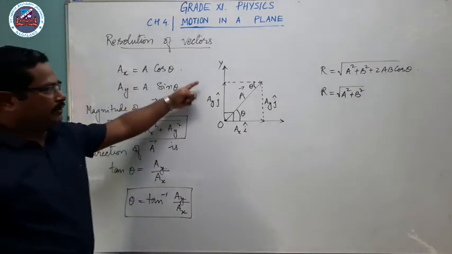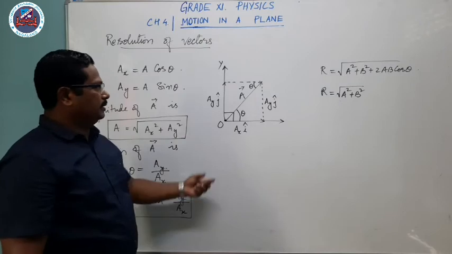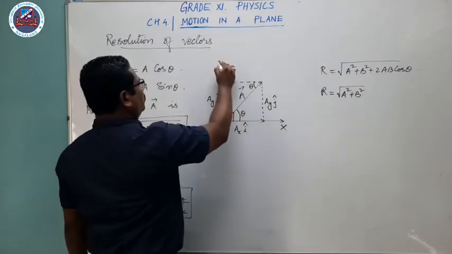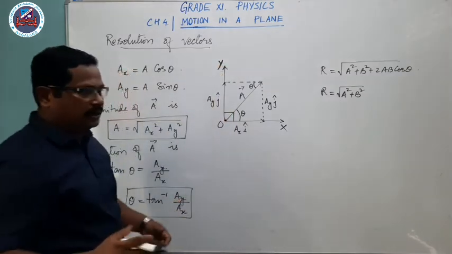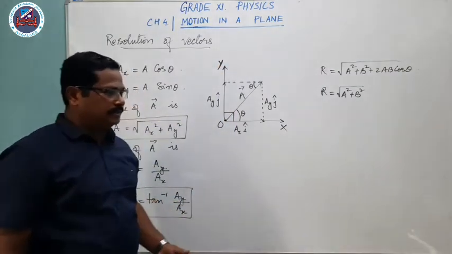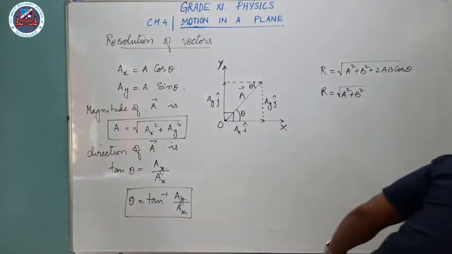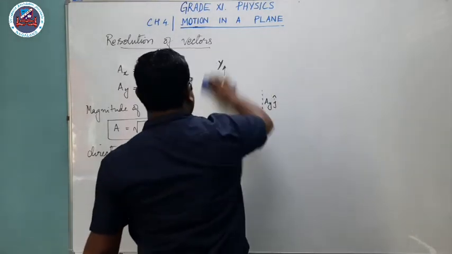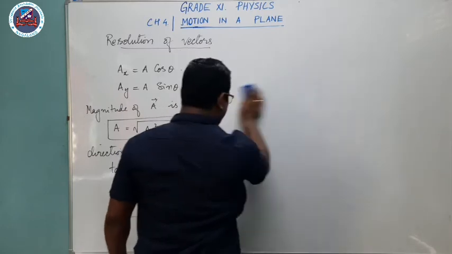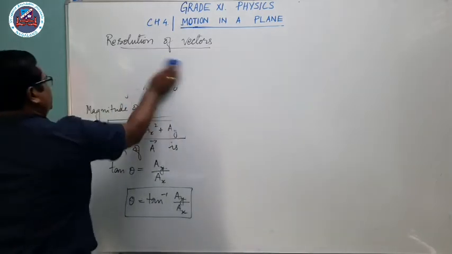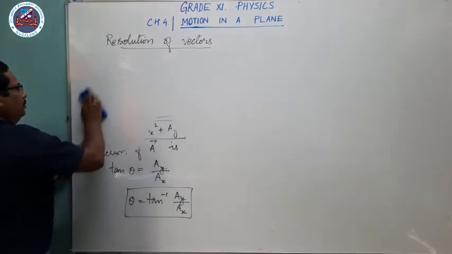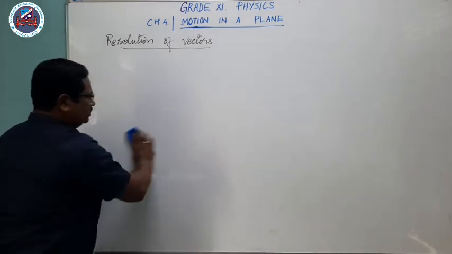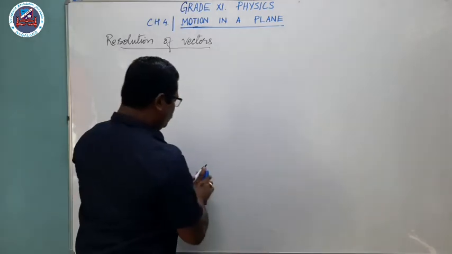That is in rectangular Cartesian coordinates. It is in two dimensions. This is your x-axis and this is your y-axis. But in general, in physics, the moment you get a vector, if you have to split it up, these are the ways that you can follow. You know that there are only four quadrants in our coordinate axes.